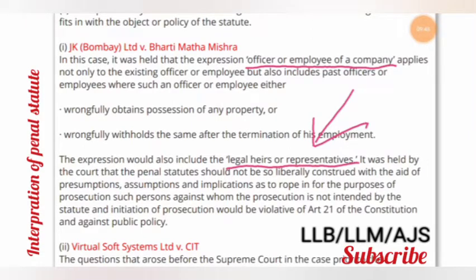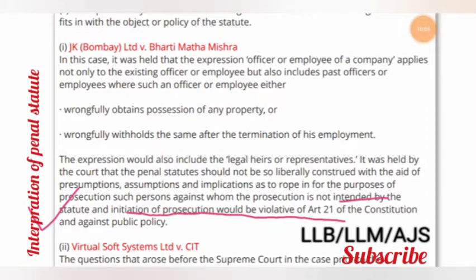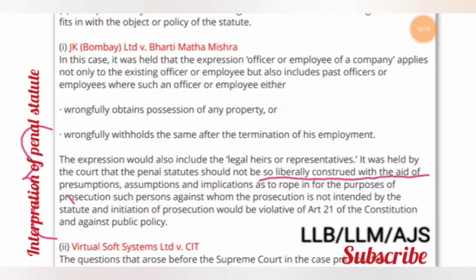It was held by the court that penal statutes should not be so liberally construed with the aid of presumptions, assumptions, implications as to rope in for the purpose of prosecution such a person against whom the prosecution is not intended by the statute, and initiation of prosecution should not be violative of Article 20 of the Constitution. So here we find a rule of interpretation, that is, not to be so liberally construed with the aid of presumptions.